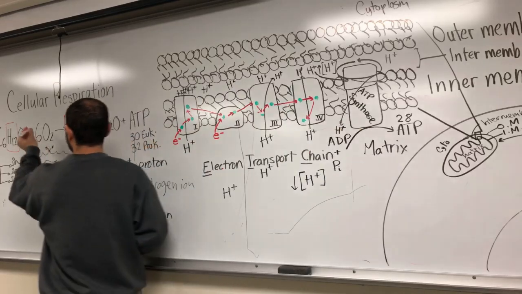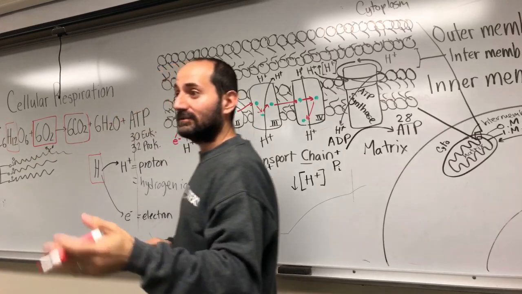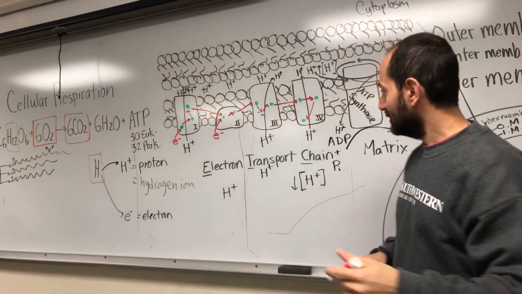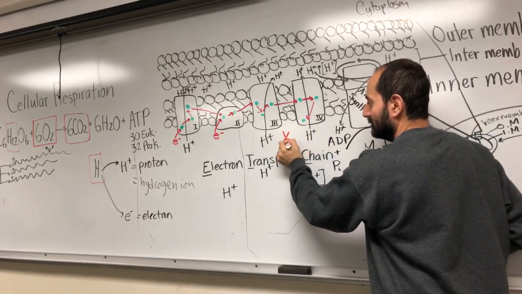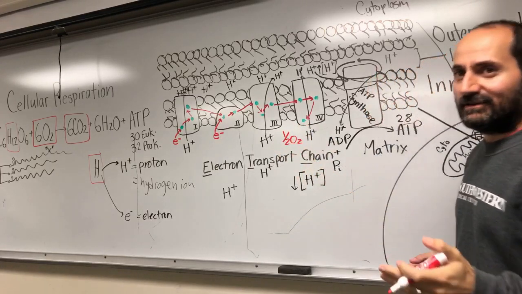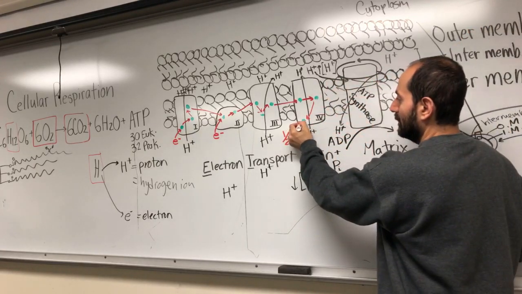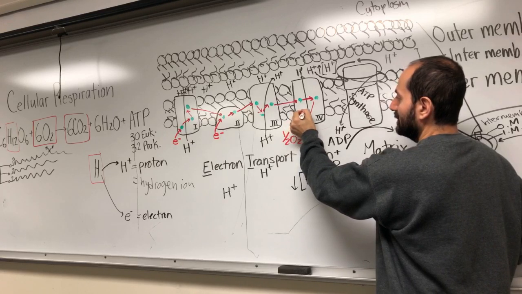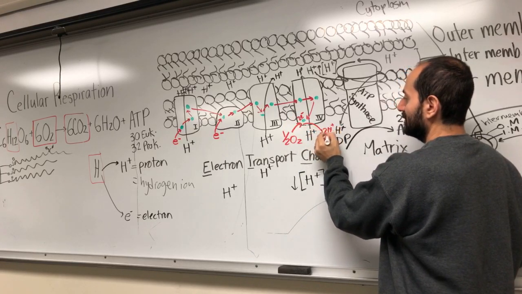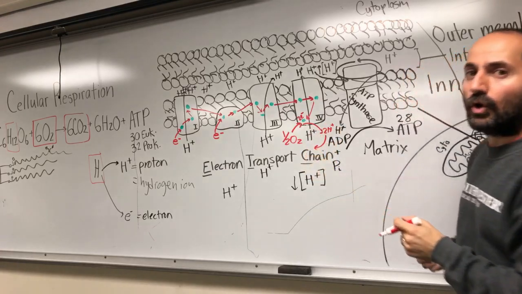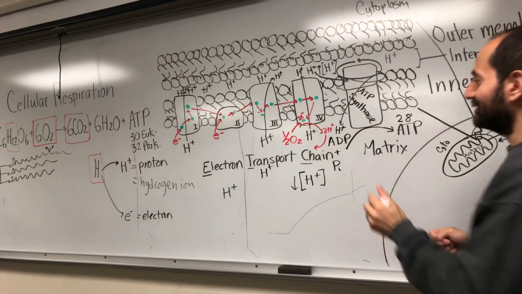Look at that. You require oxygen. So you know what happens at the end of the ride? They call it 1/2 O2, but that's just O. O comes along, picks up 2 electrons, and it also picks up 2 protons. And what does O become when it picks up 2 electrons and 2 protons? Water.